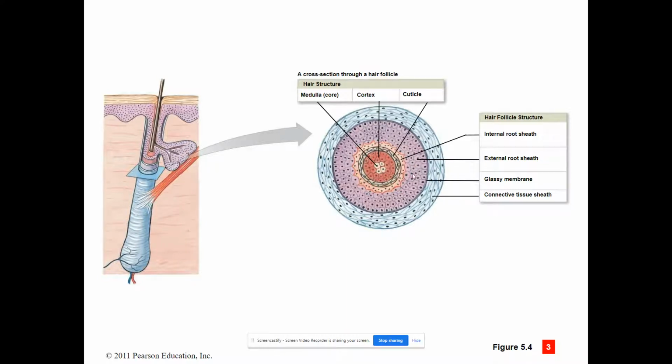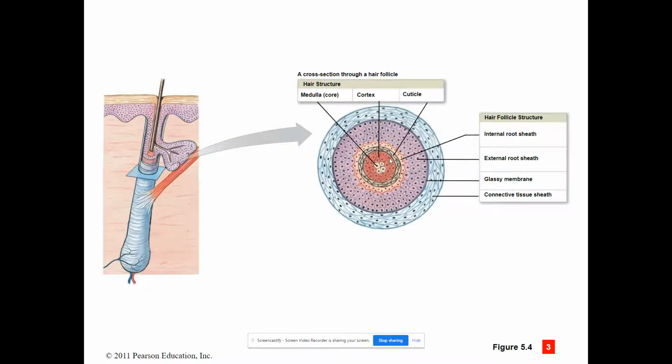Then right here is your external root sheath, and this peach part here is the internal root sheath. So that's four components of the hair follicle. And then for the actual structure of the hair, you have the cuticle. When you are looking at your hair, you're looking at the cuticle. You cannot see the cortex or the medulla. Those are inside the hair. They're all made of keratin.